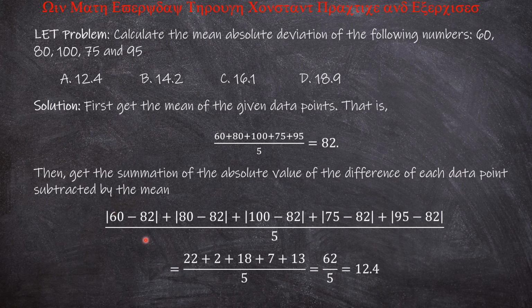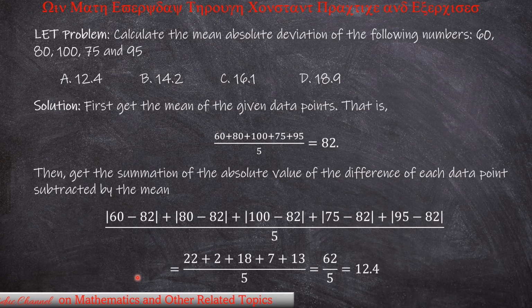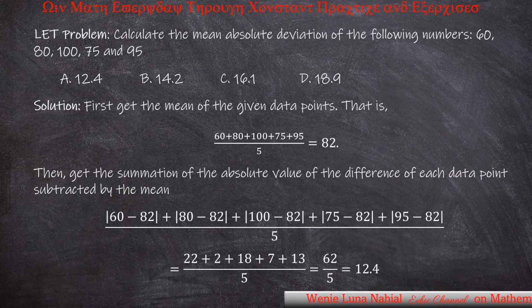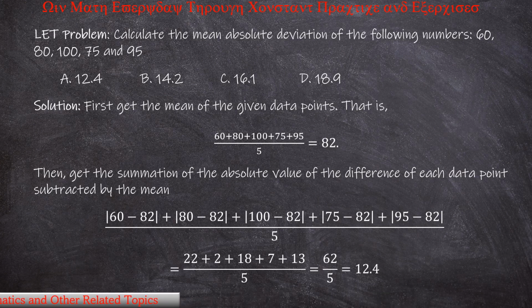So for the absolute value of 60 minus 82, that is negative 22. Since we are talking about the absolute value, it becomes positive 22. So getting the summation, we have 22 plus 2 plus 18 plus 7 plus 13. That is equal to 62. Divided by 5, you get 12.4. So that is the mean absolute deviation of the given data points: 60, 80, 100, 75, and 95.